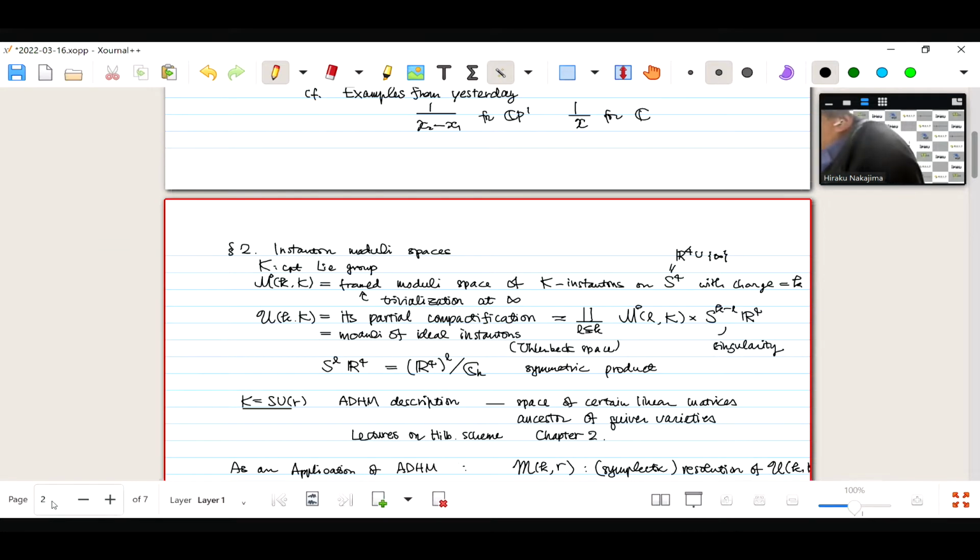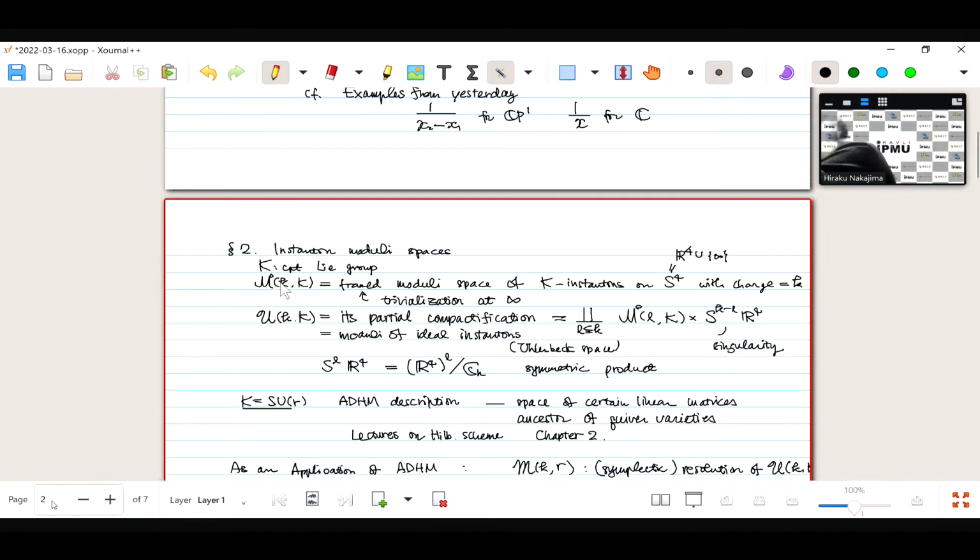So then I first take a compact Lie group, which I denote by K. I assume this to be simple. And I consider the so-called framed moduli space of K instantons on S4 with charge k. So you don't need to understand what this space is. But somehow this is some space, at first a topological space. In fact, it is an affine algebraic variety.